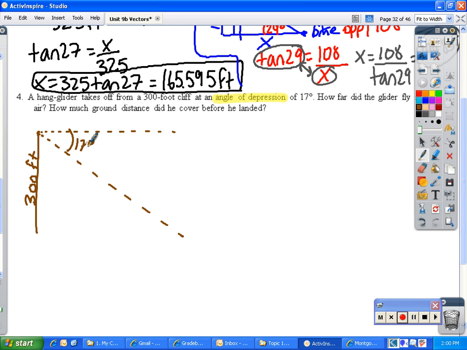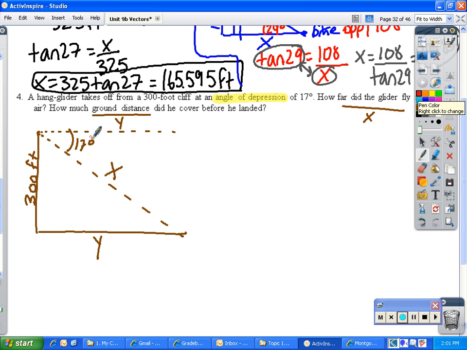And they want to know two things. How far did they fly in the air? So I'm going to call that x. And what ground distance did he cover? I'm going to call that y. So ground distance would be y. How far in the air? That would be x. Okay, so two different problems here.